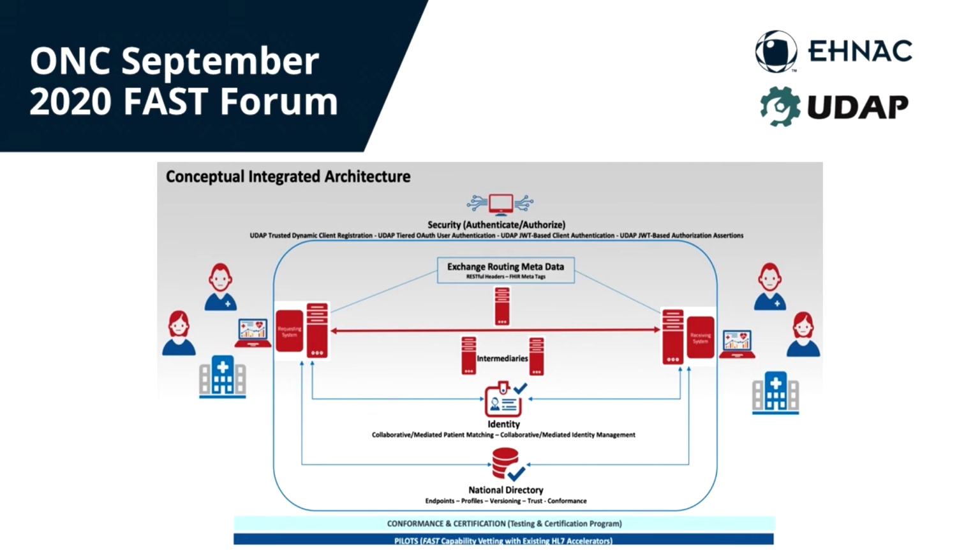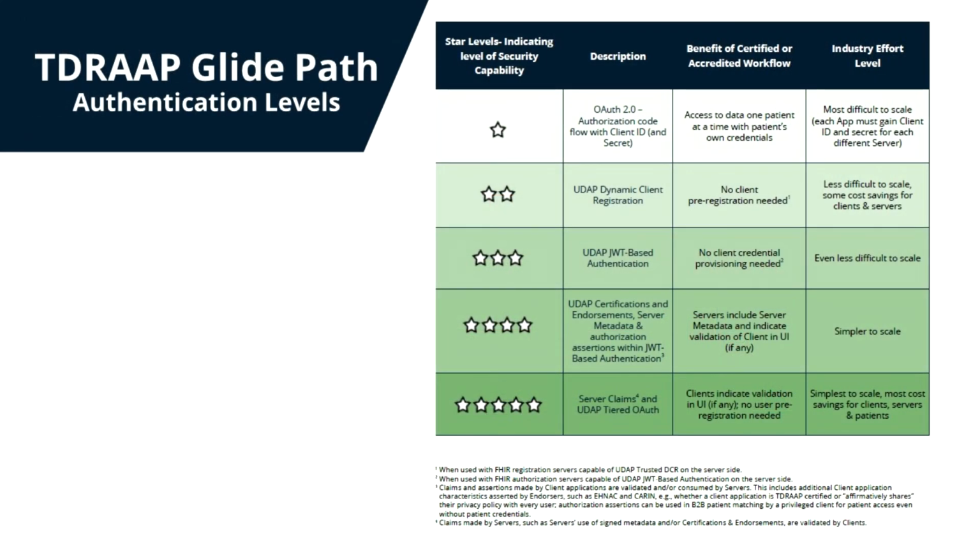In fact, this slide that we're looking at right now is a slide from a deck from the Office of the National Coordinator in the fall of 2020, where you can see the use of UDAP Trusted Dynamic Client Registration, for example, is showcased. In fact, I should probably tell you a little bit more about how it all fits together. I've been talking about these stars. We've transitioned now to this document you see called TDRAAP Glide Path, Authentication Levels, and this is really for the industry.